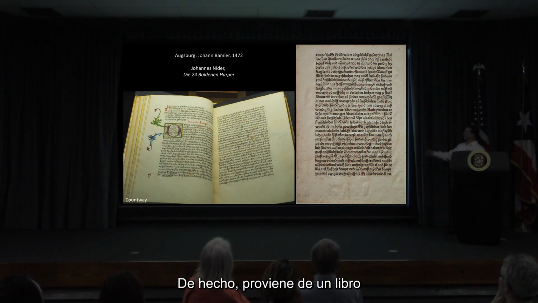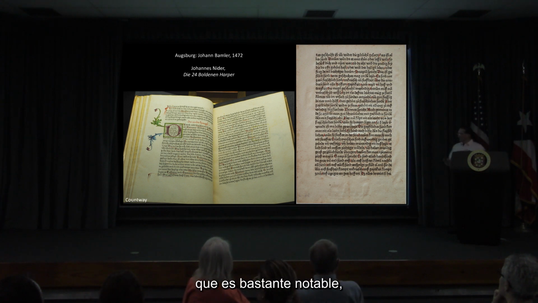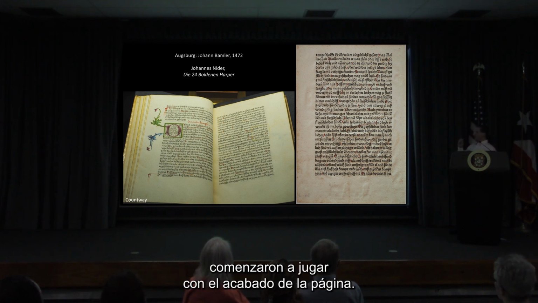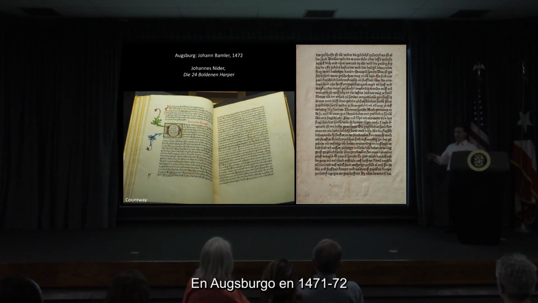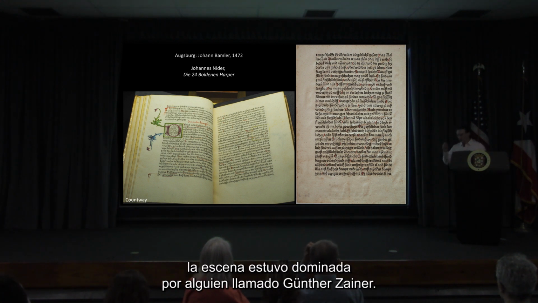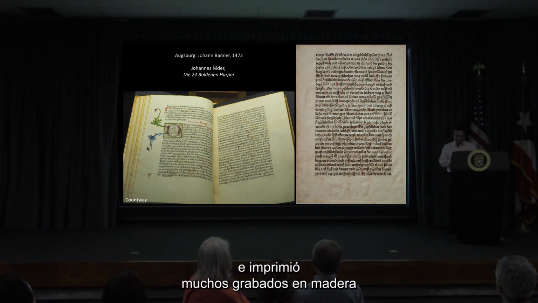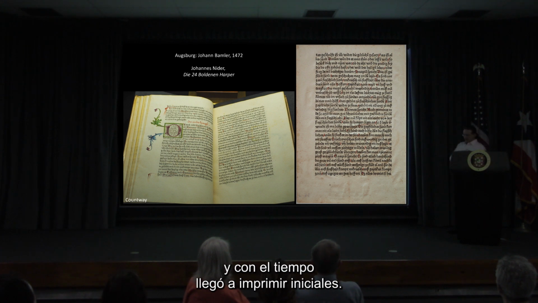In fact, it comes from a book that is quite remarkable because it shows how some early printers started tinkering with the finishing of the page. In Augsburg, in 1471-72, the scene was dominated by somebody named Gunther Zainer. He was good. He was really good, and he printed a lot of woodcuts, and eventually got around to printing initials.